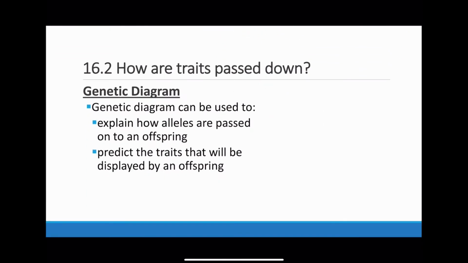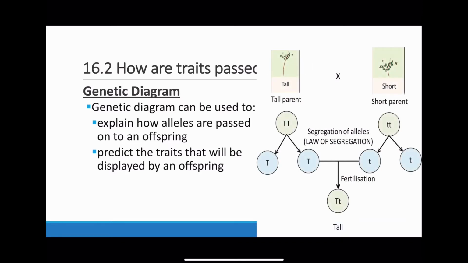So what we do is we use something called a genetic diagram. Now a genetic diagram is used to explain how alleles are passed down to the offspring. And it also allows us to predict the traits that will be displayed by an offspring. So what I have over here is a very simple example of what it might look like.